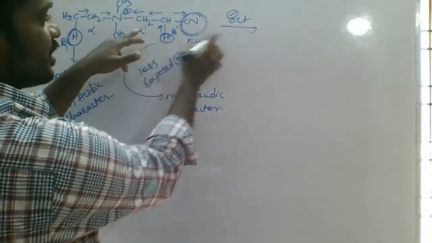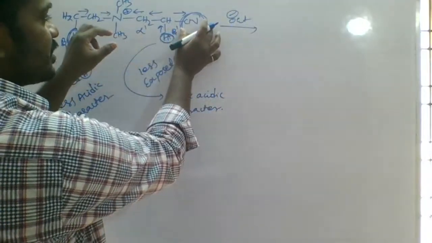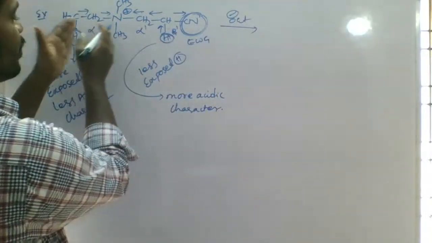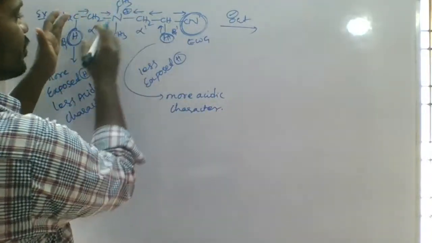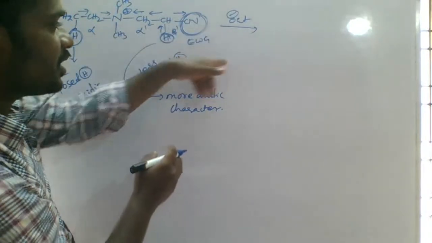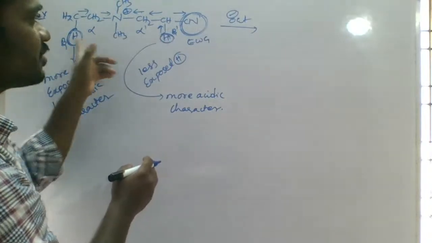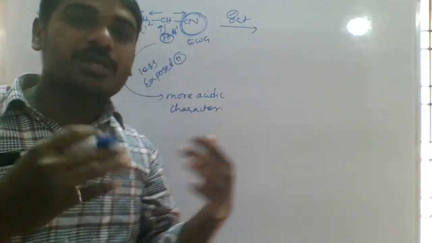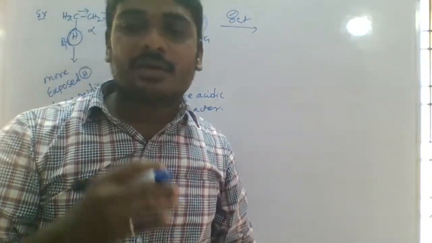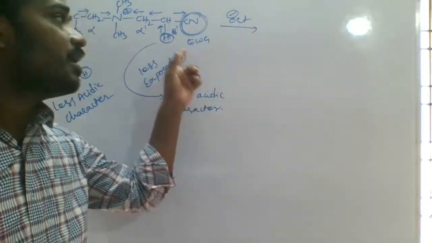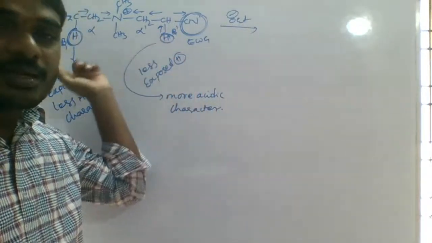Here there is steric crowding. When the base approaches here, the quaternary ammonium group causes steric repulsion. In this case only the quaternary nitrogen containing group causes steric repulsion, not the other groups. So here there is steric crowding, and here there is an absence of steric crowding. But here the acidic character is more, and the steric crowding is dominated by the acidic character. That's why the base preferentially abstracts this proton over this proton.